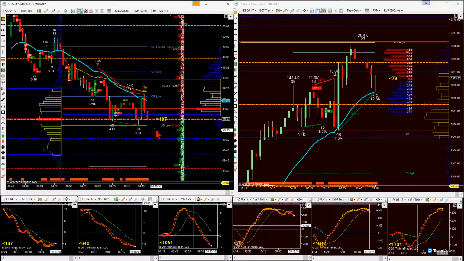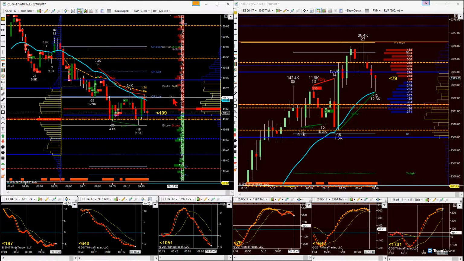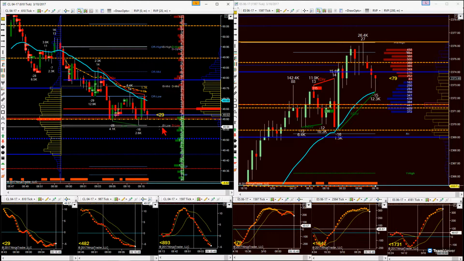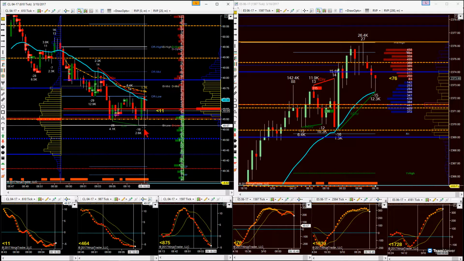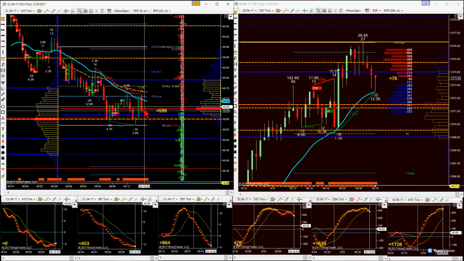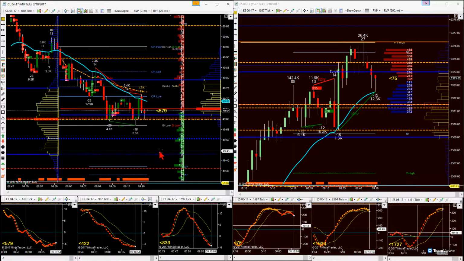Okay, so we're testing lower again. Let's see if we break it by a couple ticks and come back up. At this point, overnight VPOC is still holding as support. We ticked through it a couple times, but really this is still holding as support. We need to get through it, trade below it, test it, and then have it hold.